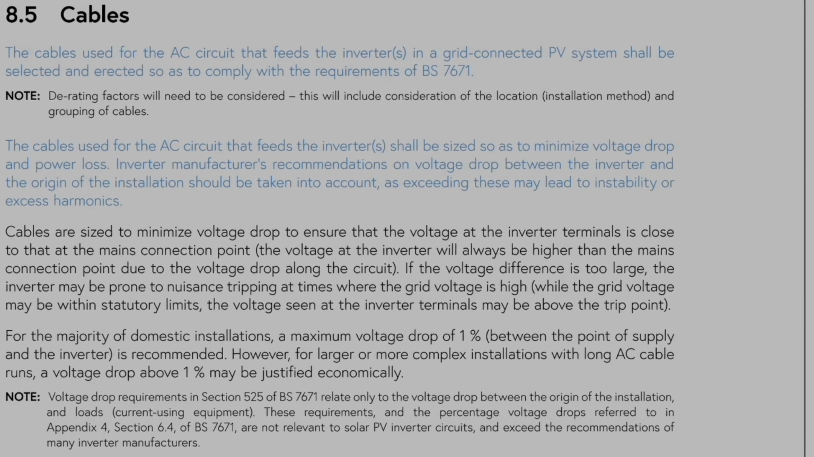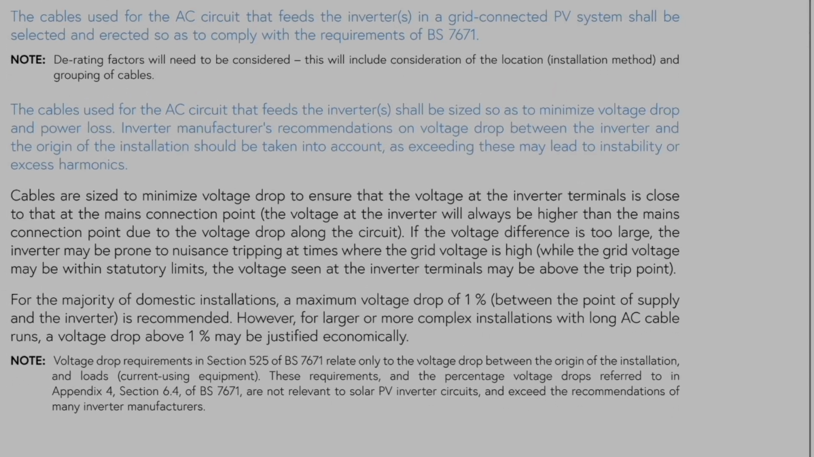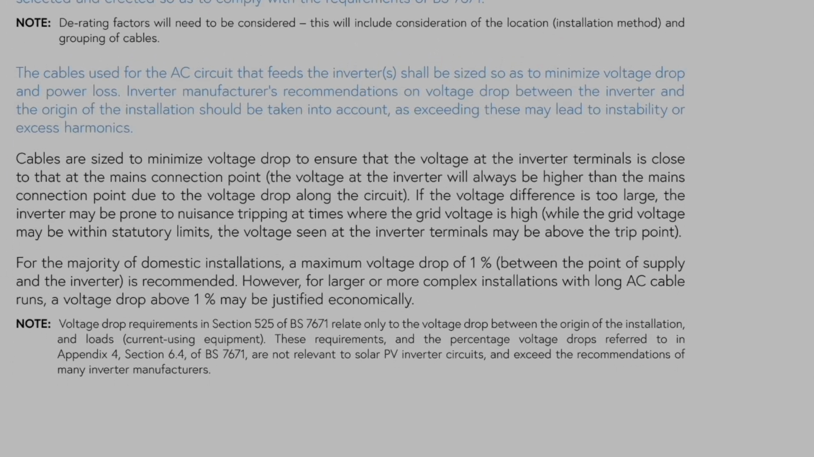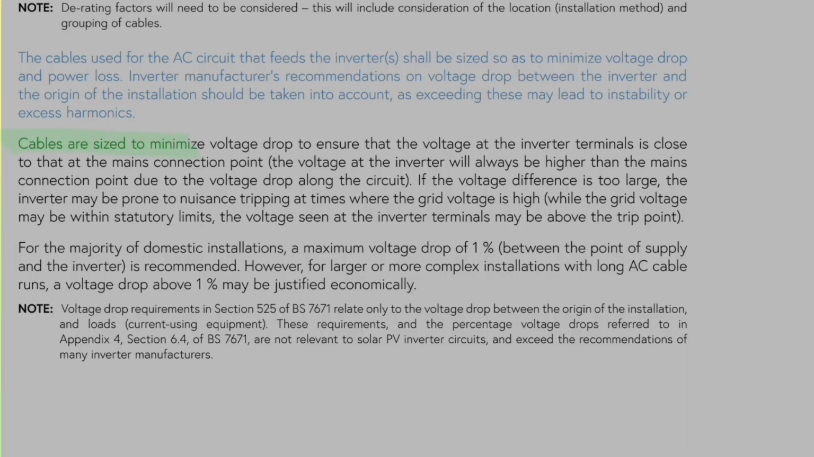Well, each manufacturer may be different and their guidance needs to be consulted, but we can get some answers from the Code of Practice, which says cables are sized to minimise voltage drop to ensure that the voltage at the inverter terminals is close to that of the main connection point. If the voltage difference is too large, the inverter may be prone to nuisance tripping at times where the grid voltage is high, while the grid voltage may be within its statutory limits, than the voltage that will be seen at the inverter, which may be above the trip point.